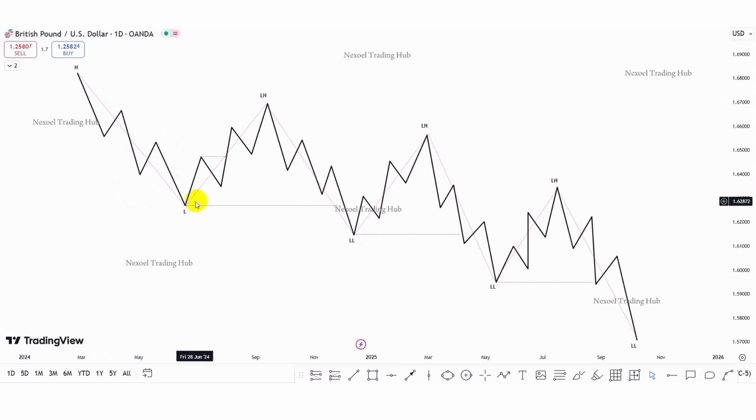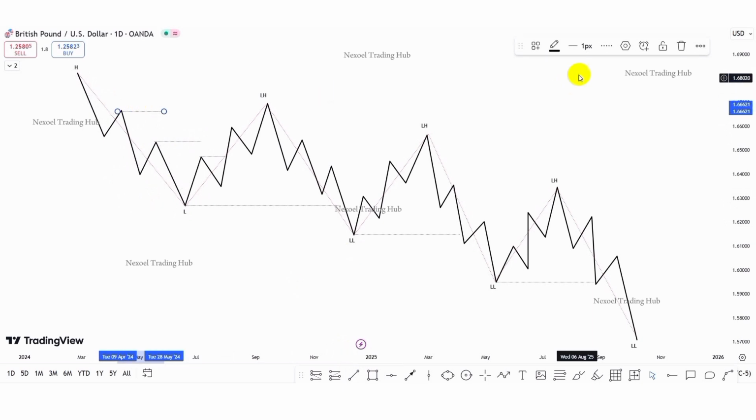Okay, you get it? What you can see now, these are all internal liquidities. Let me identify that for you. This high is an internal range liquidity. This other high here is also an internal range liquidity.